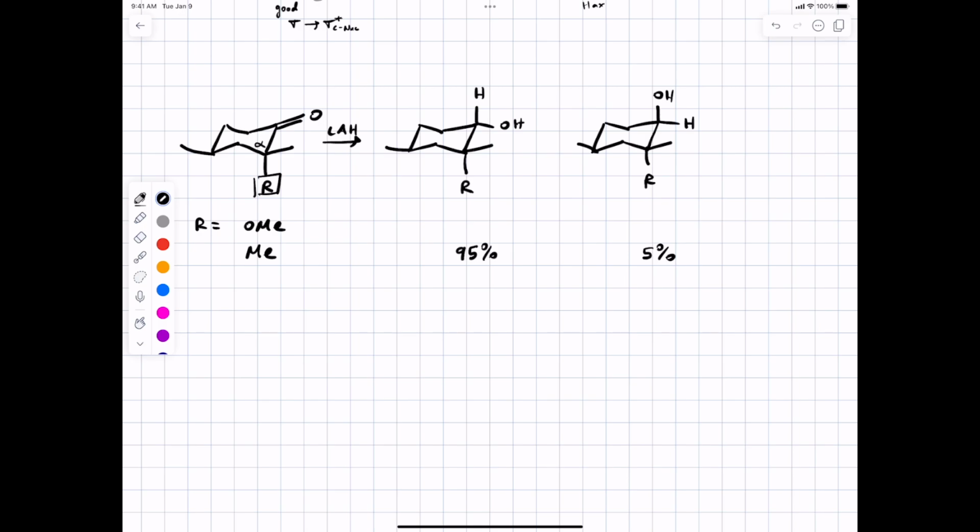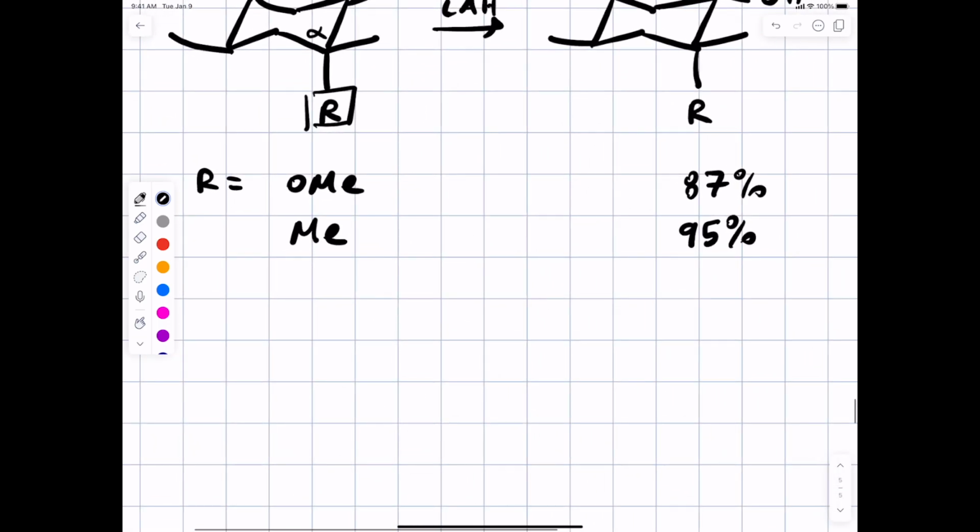And then if it's methoxy, the ratio is 87 to 13. Why? Not a huge change, but the idea is that the carbon-carbon bond is a better donor than a carbon-oxygen sigma bond, because oxygen's more electronegative than carbon, meaning carbon-oxygen bonds are lower in energy than carbon-carbon bonds.